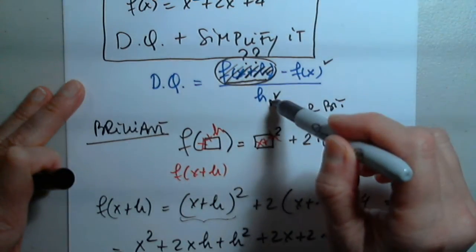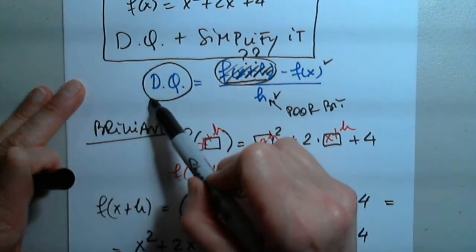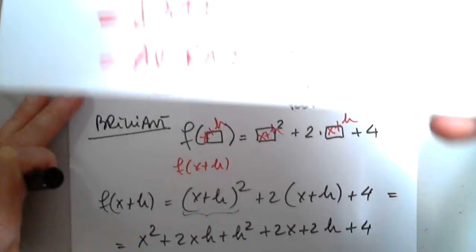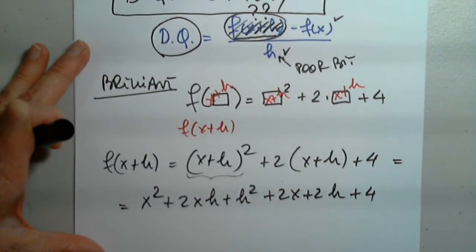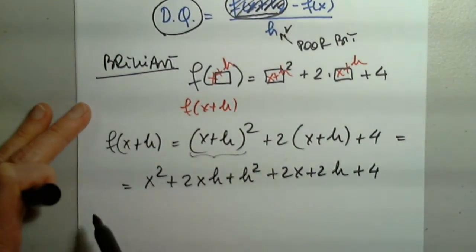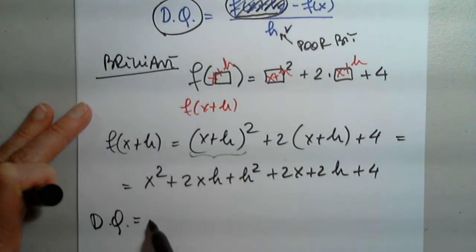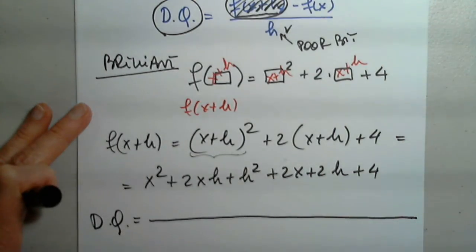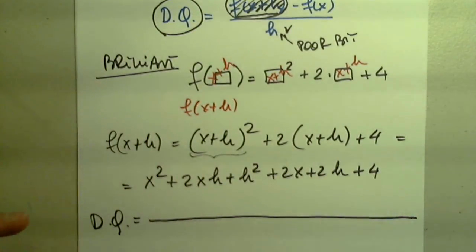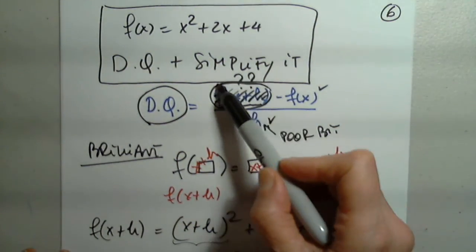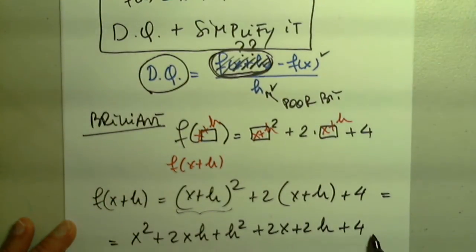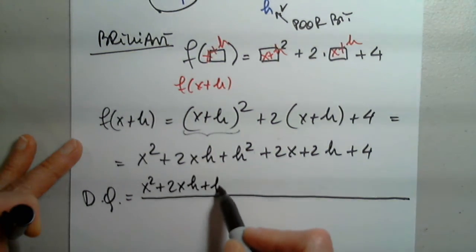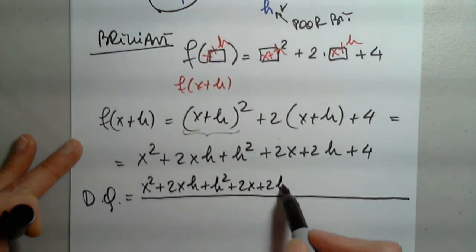Now I have these 3 pieces to put together to find this. Are you with me, everyone, please? Yes. Perfect, awesome. So then the difference quotient. Please watch me, I always run out of room because I write big. So I'm replacing this piece first with all this: x squared plus 2xh plus h squared plus 2x plus 2h plus 4.